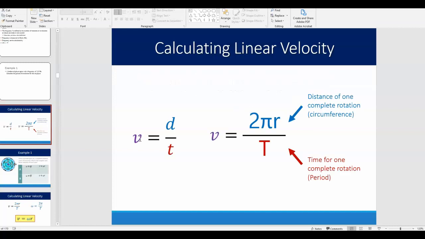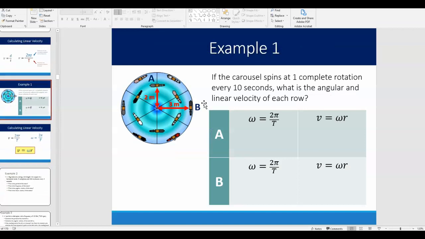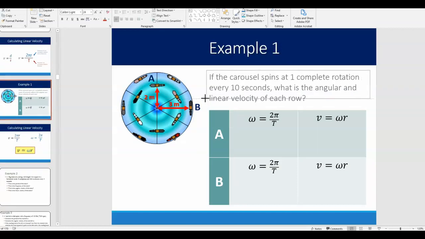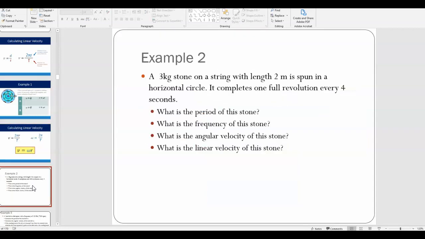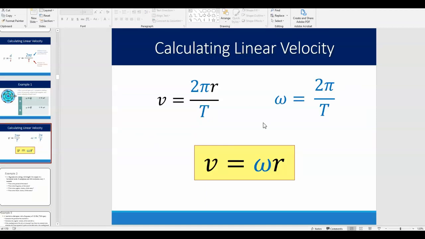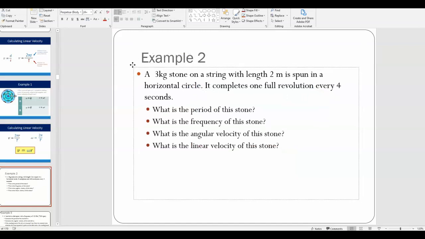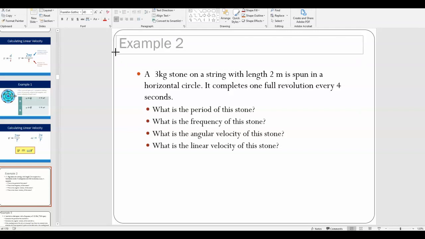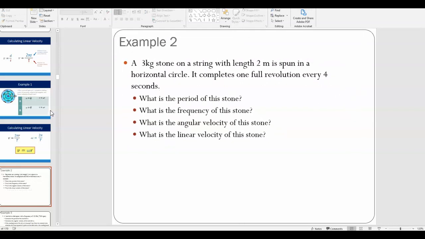Okay, let's see. I already talked about that equation. Example 1. Actually, I'm going to skip that example. I want to take a look at example 2. Here we basically see all the equations I just talked about. Example 2 says a 3 kilogram stone on a string with length 2 meters is spun in a horizontal circle. It completes 1 full revolution every 4 seconds. And then we're asked some questions.